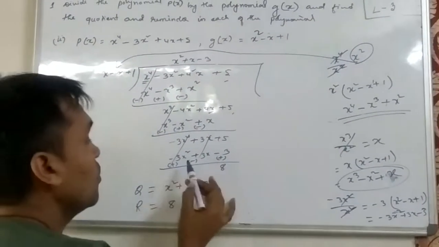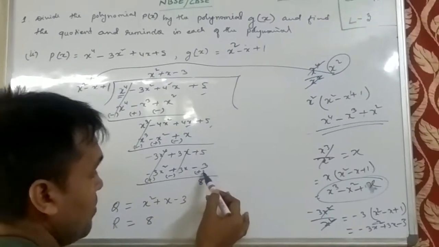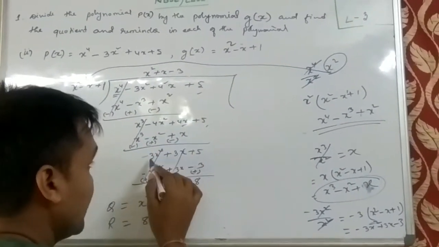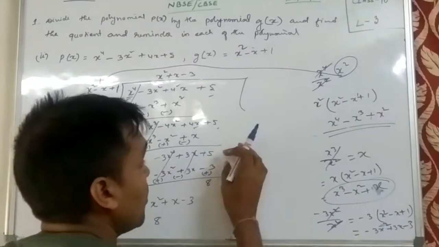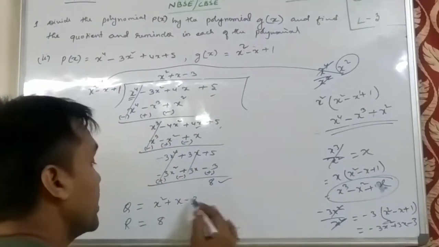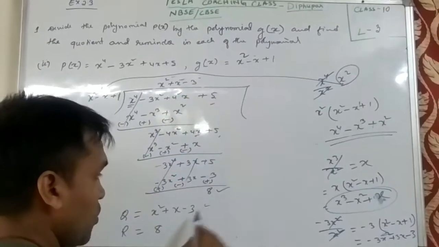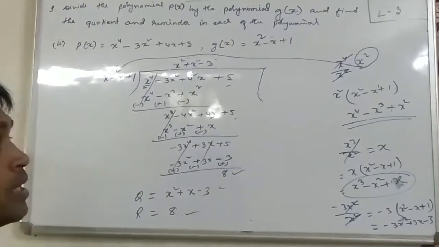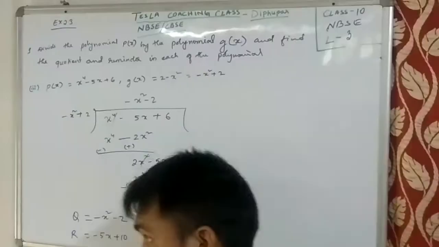Now what we are going to do, we are going to change the sign. This is minus, it will become plus, minus, minus, plus. So this 3x square term cancels, 3x term cancels. What is left? 5 plus 3, so it becomes 8. So our quotient is x square plus x minus 3. That is our quotient, and remember how much we got? 8. So this is the solution. Now you can take it down.